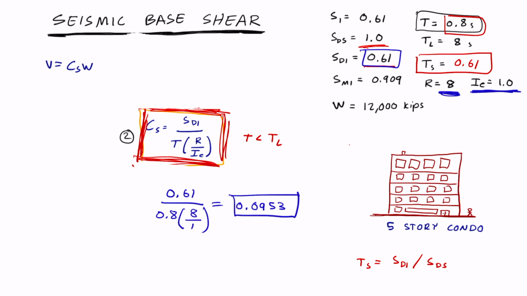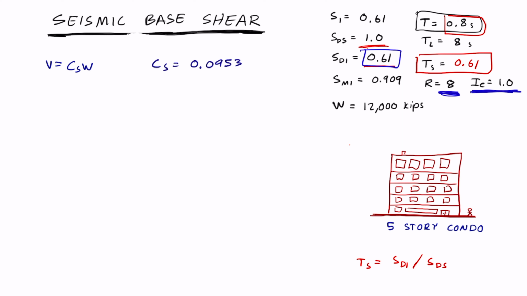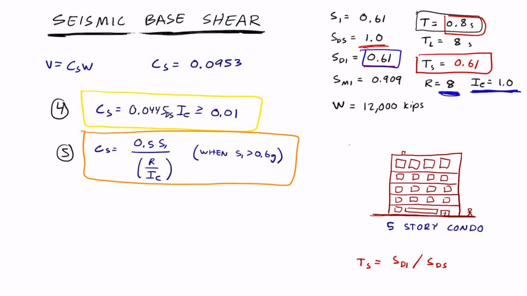Those provide the lower bounds. So remember how I said there are 5 equations for CS? We looked at the first 3. Now let's look at the last 2 equations. So here we have equations 4 and 5. We will only use equation 5 when S1 is greater than 0.6. So we'll have to test both of these equations. Let's start with equation number 4.